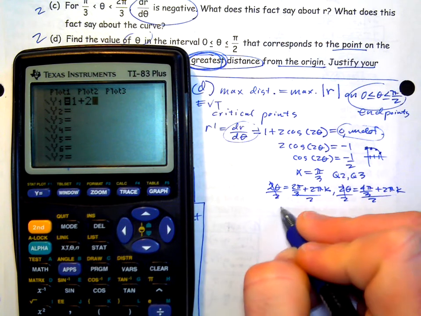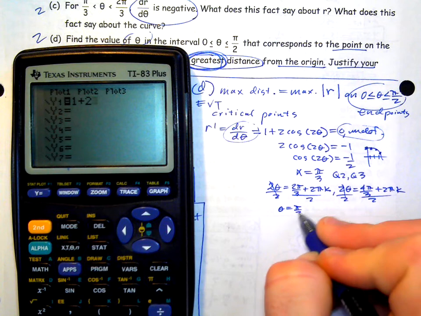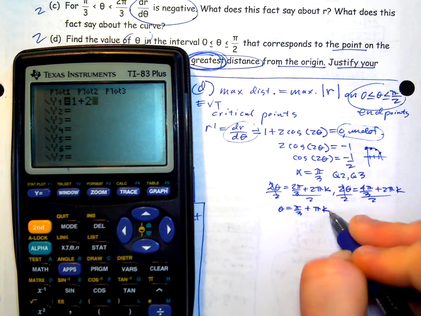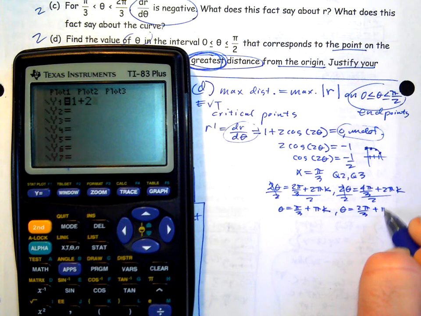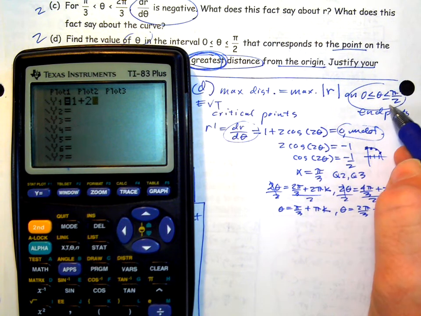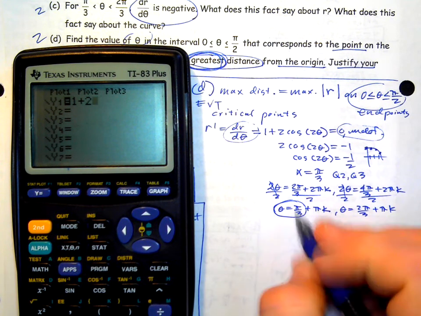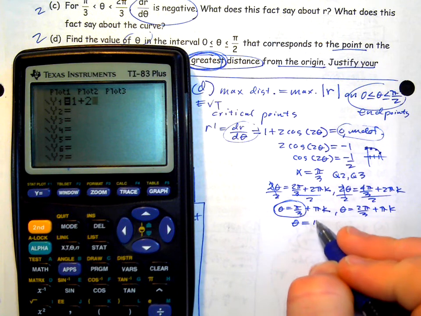And you get theta equals pi over 3 plus pi k, and theta equals 2 pi over 3 plus pi k. We only want values that are between 0 and pi over 2, which is that one. So theta equals pi over 3 is your critical point.